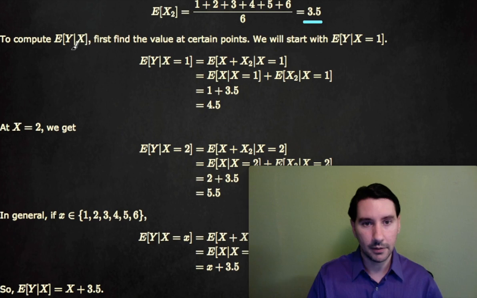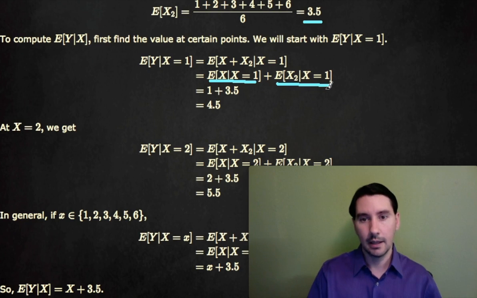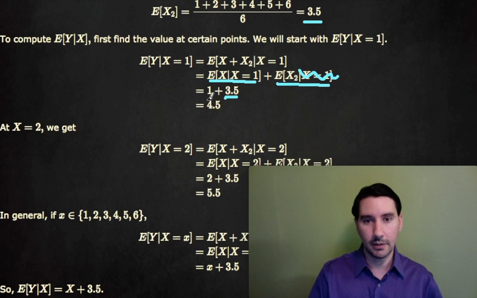So to compute the expected value of Y given X, we can plug in points for X. For example, the expected value of Y given X equals 1 is the expected value of X plus X2 given X equals 1. And then by linearity of expectation, this is the expected value of X given X equals 1 plus the expected value of X2 given X equals 1. Now, X2 and X are independent, so this is just the expected value of X2, which is 3.5. And the expected value of X given X is 1 is just 1, because X has to be the number 1 in that case. So we get 4.5.